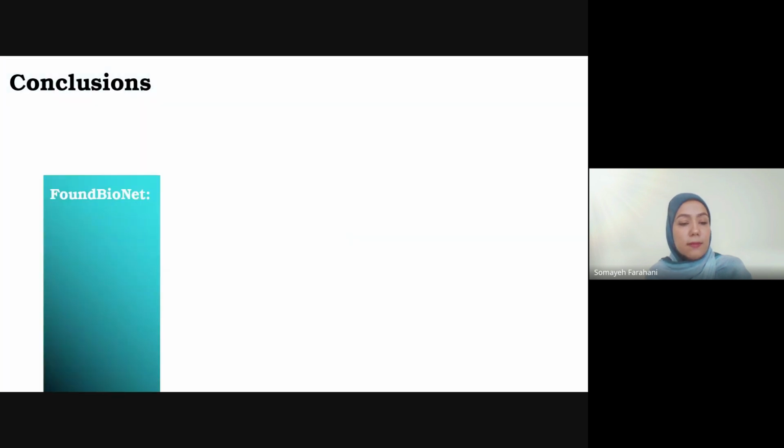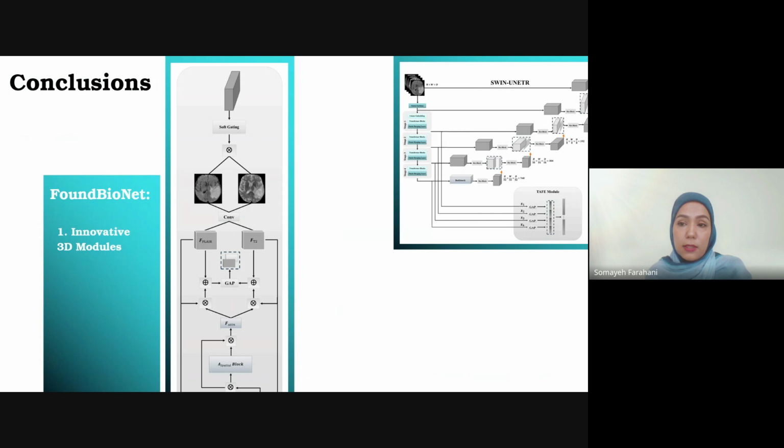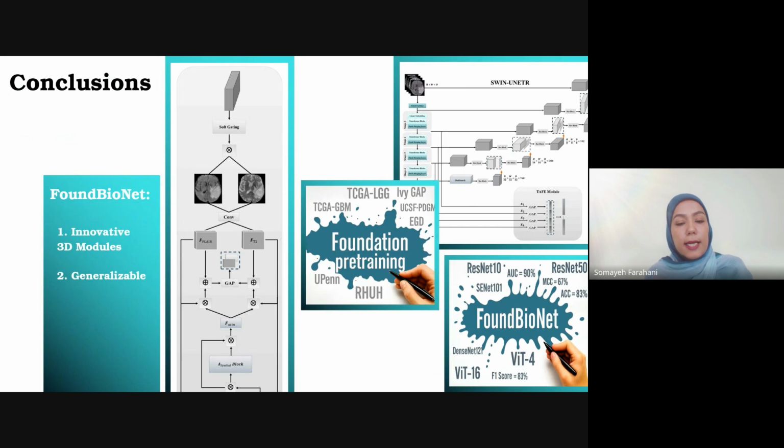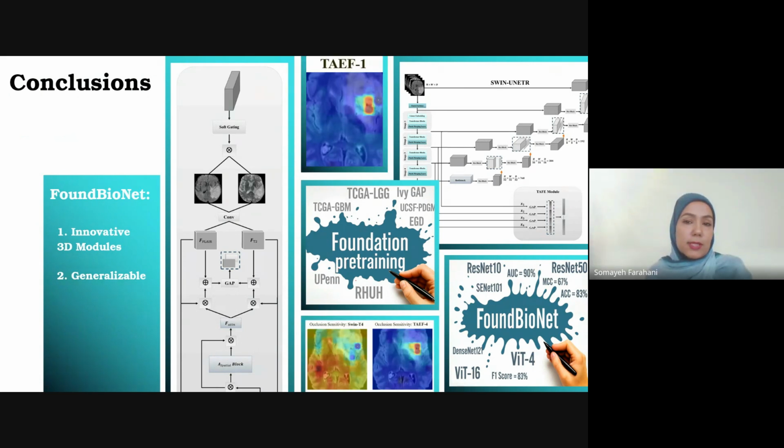In conclusion, in this work, we introduced FoundBioNet, a foundation-based model for MRI-based IDH classification and tumor segmentation with two new modules, TAP for tumor-centric features and CMD for the T2-FLAIR mismatch sign. Across highly heterogeneous data sets, it significantly outperformed many CNN and ViT models, and with tumor-focused occlusion sensitivity maps, making its prediction interpretable and clinically meaningful.